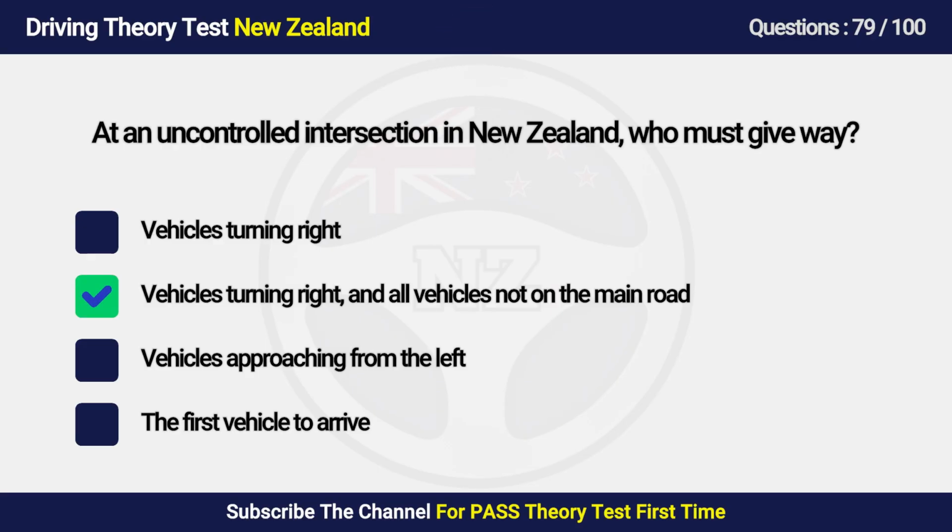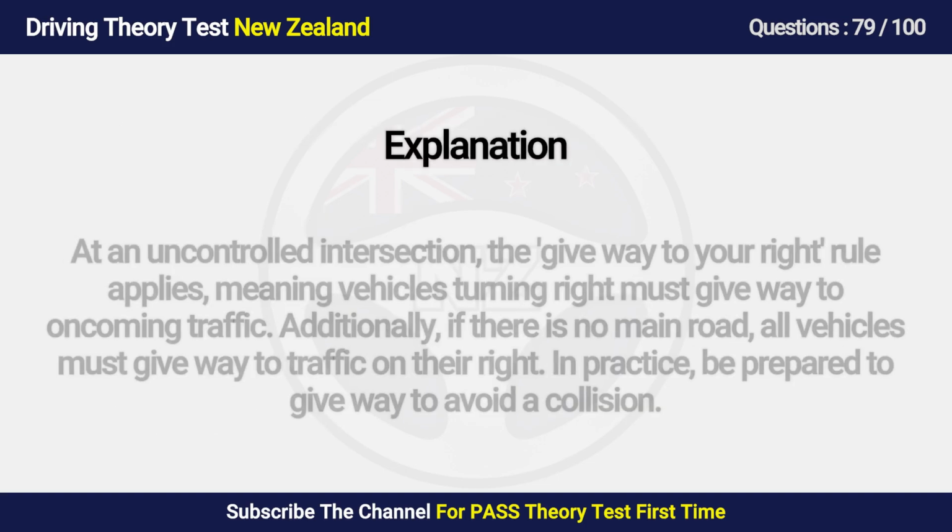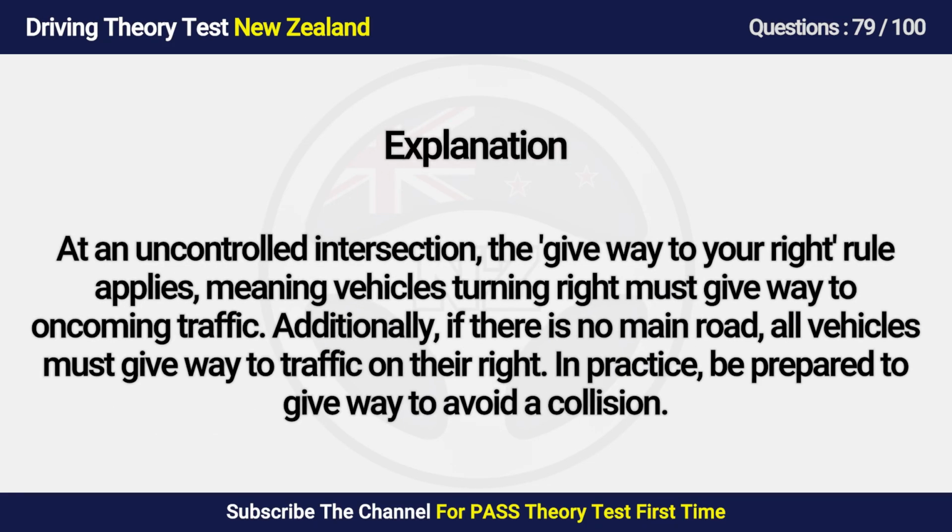Answer is B. Vehicles turning right and all vehicles not on the main road. At an uncontrolled intersection, the give way to your right rule applies, meaning vehicles turning right must give way to oncoming traffic. Additionally, if there is no main road, all vehicles must give way to traffic on their right. In practice, be prepared to give way to avoid a collision.